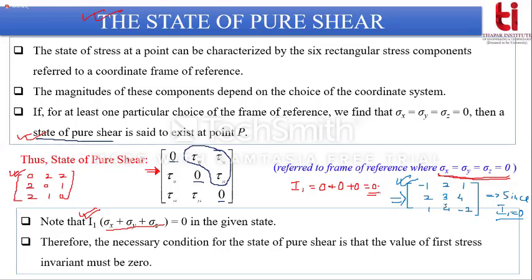तो state of pure shear का ये मतलब नहीं है एक्चुअल में कि सारी नॉर्मल स्ट्रेसेस जीरो होनी चाहिए. इसका मतलब ये है कि sum of all the normal stresses must be zero. That is, first stress invariant must be zero. ठीक है, so this is also the one which I have shown you here. This is also stress state of pure shear, because the stress invariant is vanishing at this point.